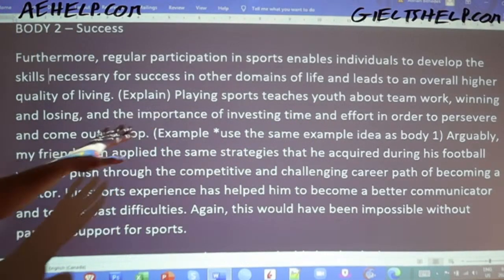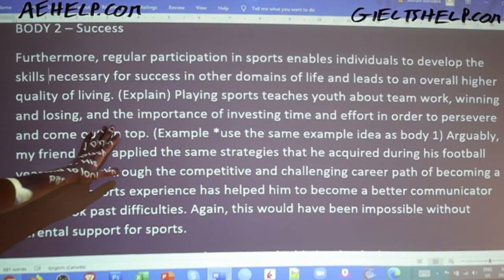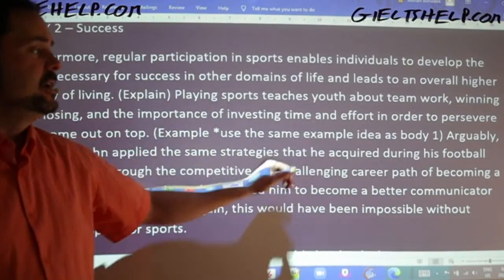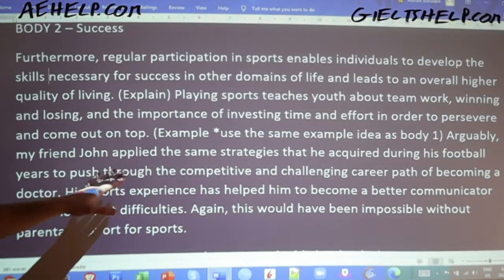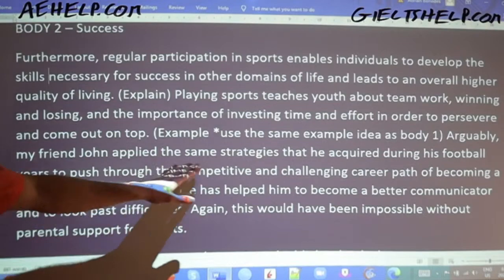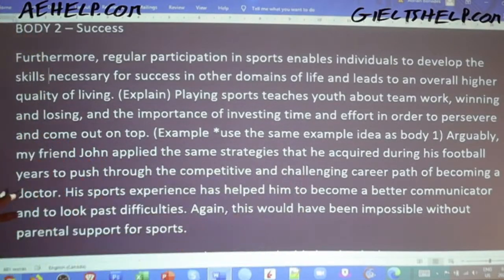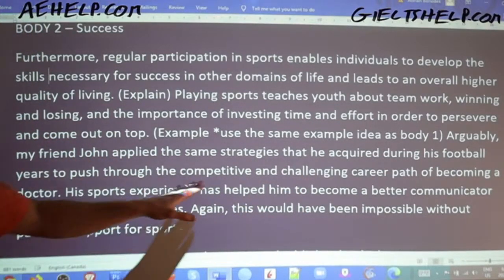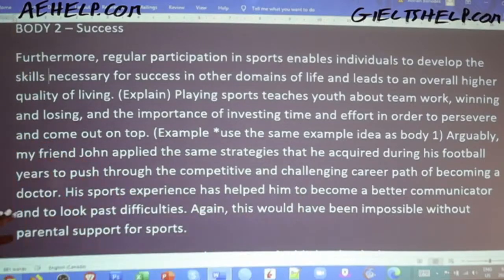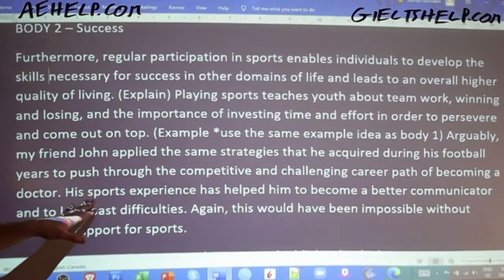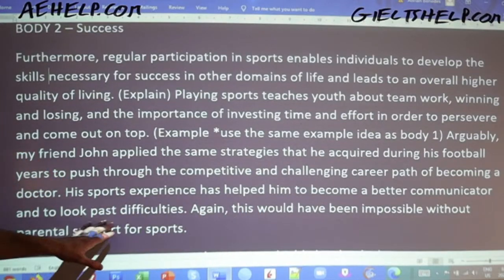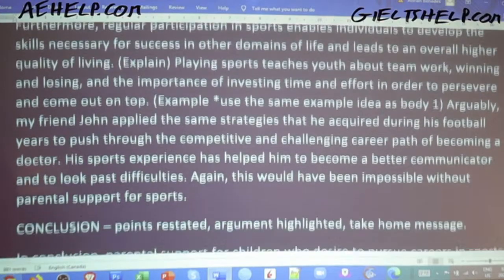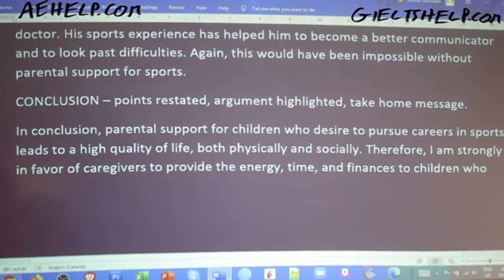Playing sports teaches youth about teamwork, winning and losing, and the importance of investing time and effort in order to persevere and come out on top. Arguably, my friend John applied the same strategies that he acquired during his football years to push through the competitive and challenging career path of becoming a doctor. His sports experience has helped him to become a better communicator and to look past difficulties. Again, this would have been impossible without parental support for sports.